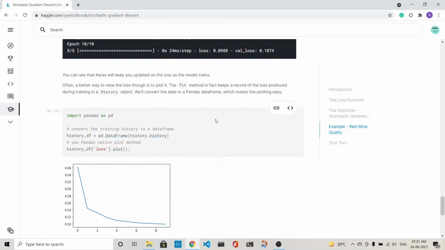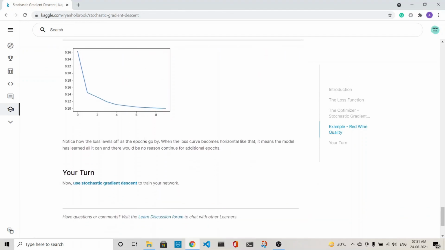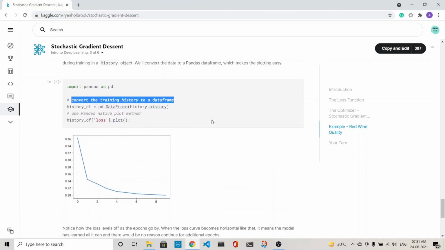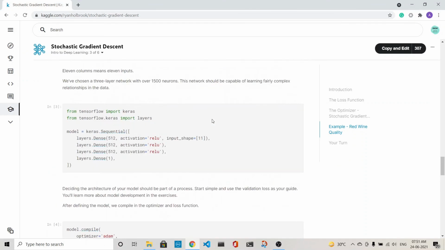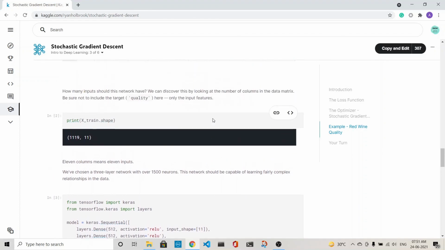And one good thing is that once the training is done, the fit method keeps a record of the loss produced during training in a history object. Right. We convert the data to a data frame, which makes plotting easy. So that's why the training history is being converted, and you can see the loss here. So this way you can build a network with stochastic gradient descent.